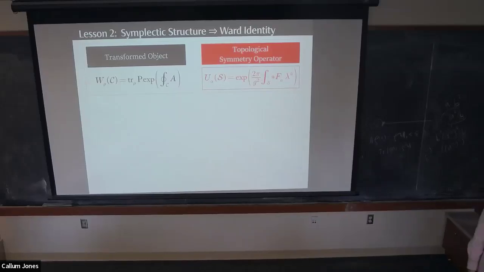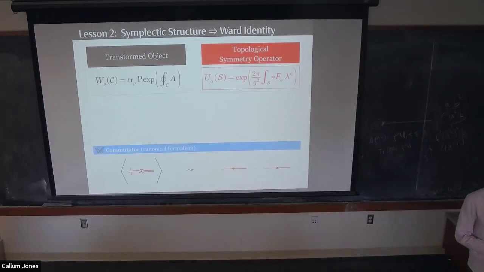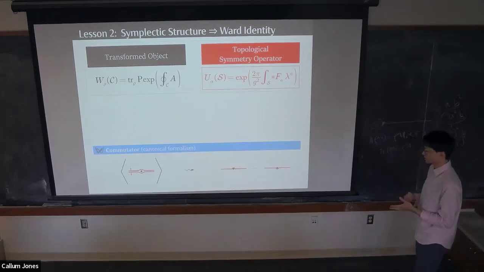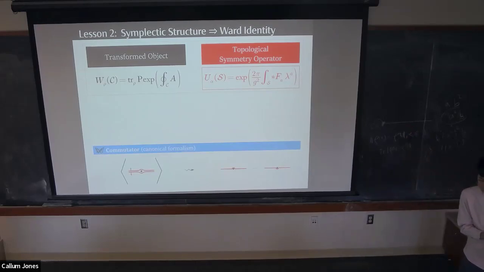Next, I'll explain this explicit realization of the symmetry operator. First of all, let me recall the fact that the Ward identity is kind of secretly... Explain a little bit why you think it's gauge invariant.